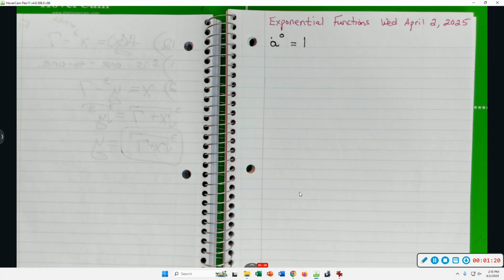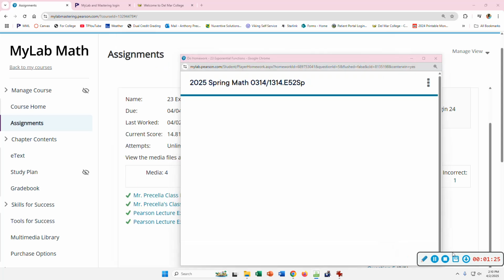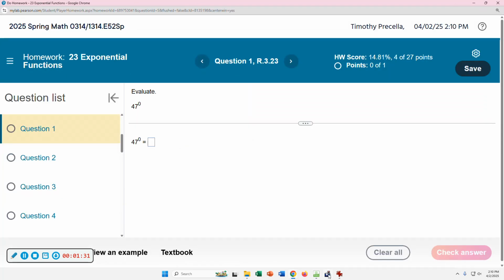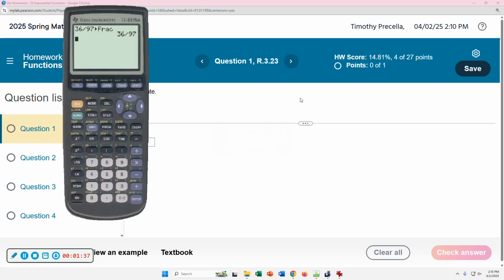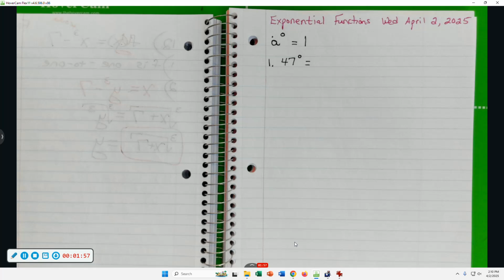We can do problem number 1 in the homework now. Let's do our first problem. Let me move this over here. I'm even going to open up my calculator because I'm going to use that in a moment. 47 to the 0 power. That's our first problem. And this is one of those classic times where it looks like I'm just writing the problem and writing the answer.